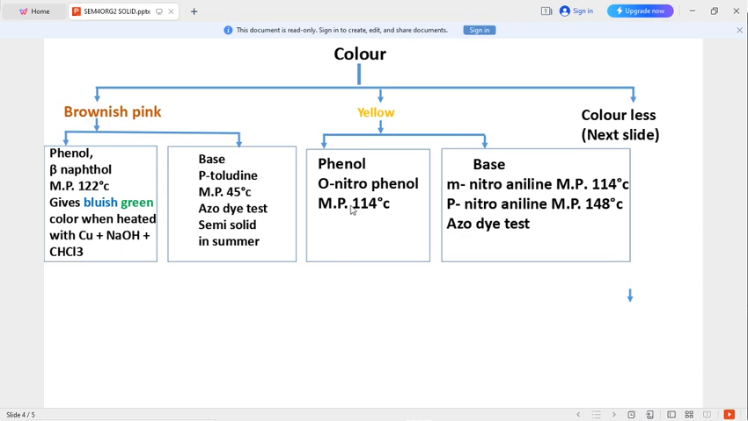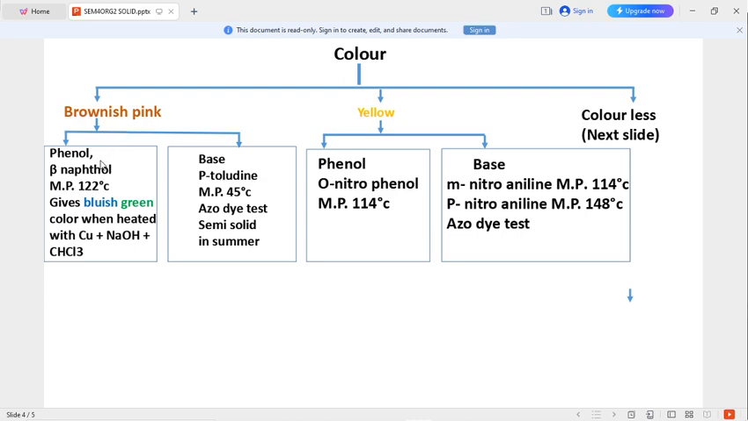So let us see. The moment you are given an organic solid substance, first check its color. Mainly, solid compounds we can divide into three main colors: brownish pink, yellow and colorless. If your compound has a brownish pink color, there are only a couple of possibilities. So now check their nature.